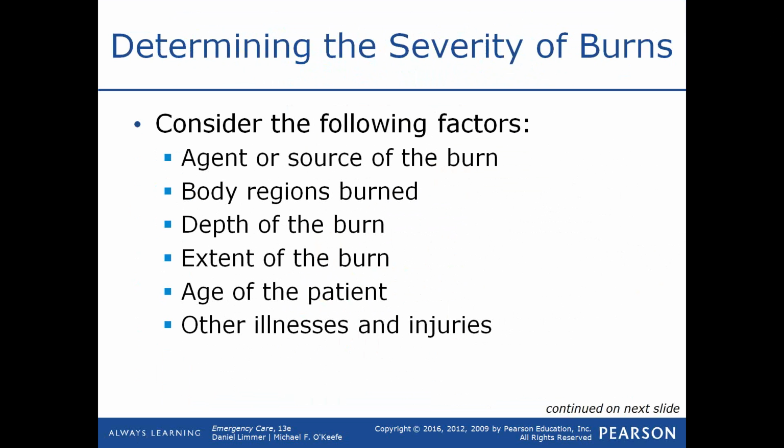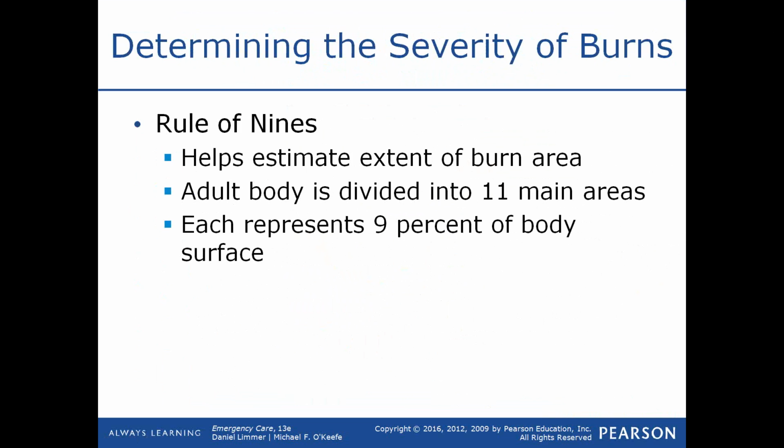The age of the patient, because the very young and the very old don't tolerate burns well at all. And then whether they have any comorbid factors, or any other illnesses or injuries. We can use a rule of nines to help us estimate the extent of the burn area.